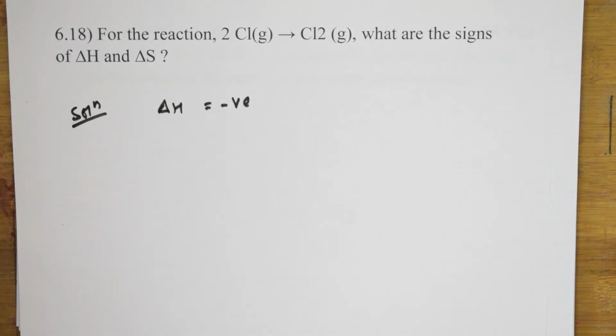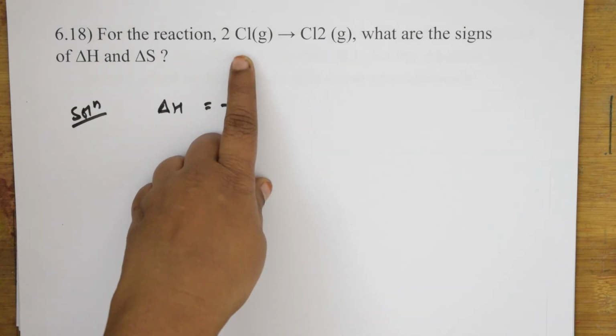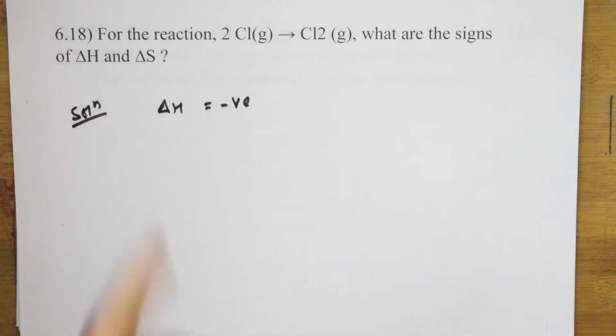Now I should speak about the delta S value. What will happen in such a reaction? Delta S is nothing but entropy, isn't it? The entropy, the randomness, also decreases. Why? Because 2 moles of chlorine have more randomness than 1 mole of chlorine, because 2 means they're colliding, they're moving, so the collision factor is always there. When they're colliding, automatically the randomness or the disorderness increases.